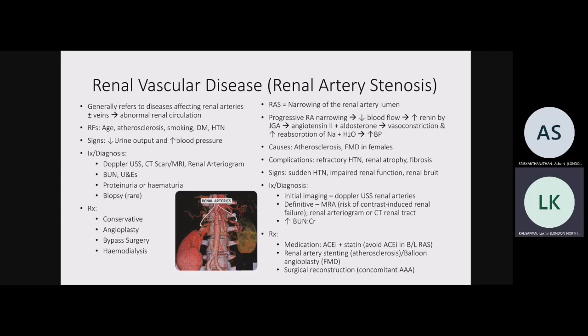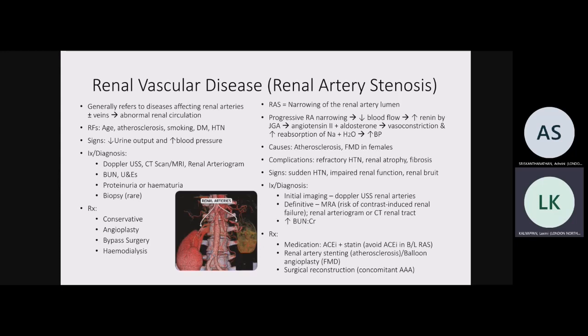Complications, of course, is hypertension that's refractory to treatment, renal atrophy and renal fibrosis as well. And going through diagnosis and management. Diagnosis is usually with Doppler ultrasound of the renal arteries, and the most definitive, I guess, gold standard would be to do magnetic resonance angiogram, so MRA.